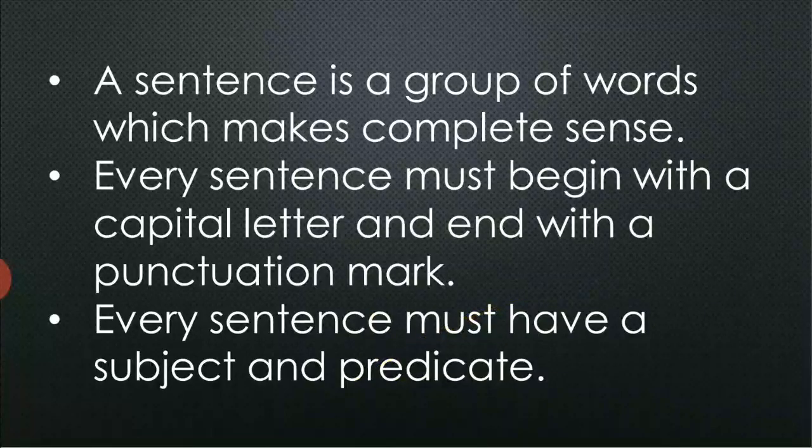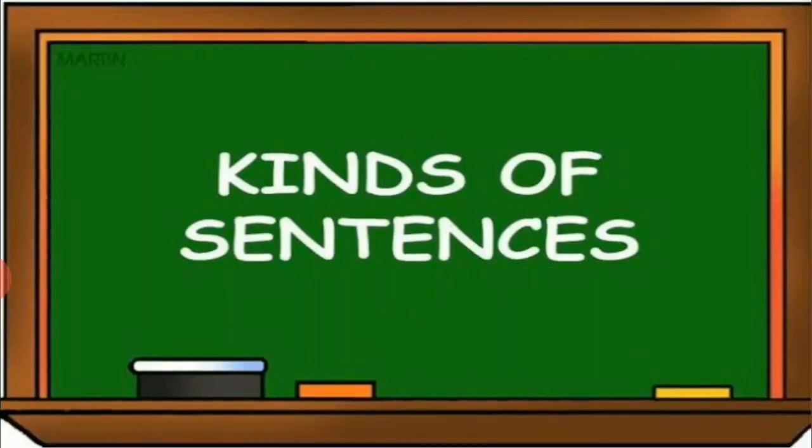A sentence is a group of words which makes complete sense. Every sentence must begin with a capital letter and end with a punctuation mark. Every sentence must have a subject and predicate. There are 4 types of sentences.